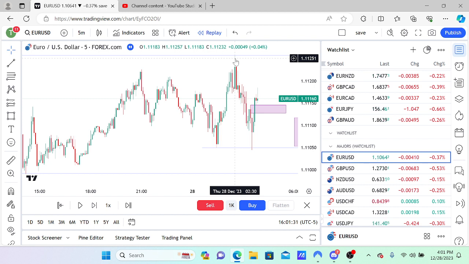And also on the higher time frame, previous week's highs and lows are key liquidity pools. Previous month's highs and lows are key liquidity pools. So you can see that's what you want to work with. I gave you the option with the daily.